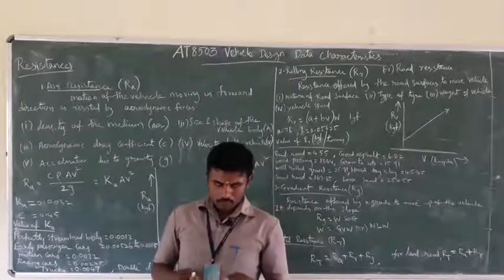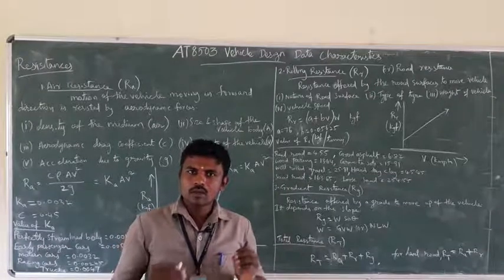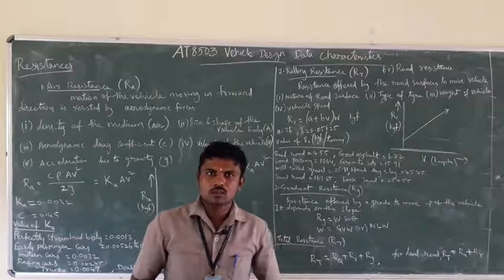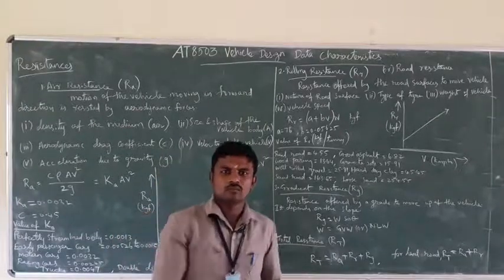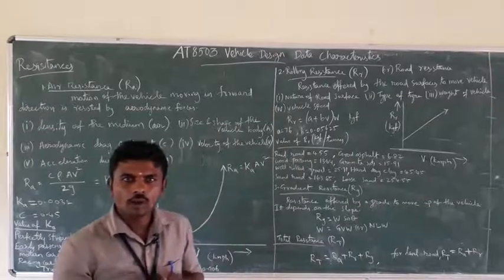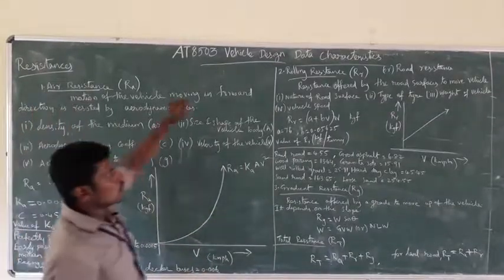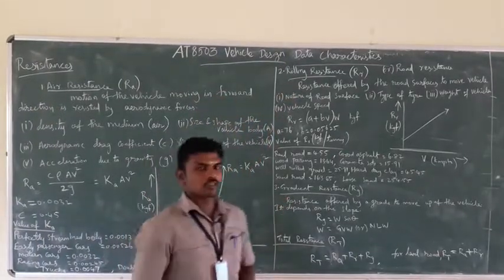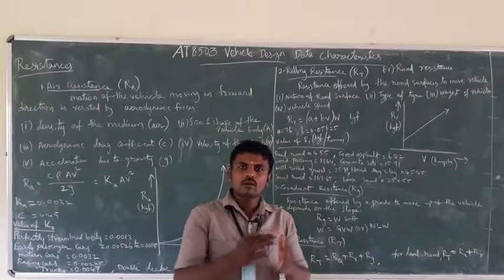Here we are going to design a vehicle. For that we need to consider some resistances. What resistances will we encounter while moving the vehicle? Air resistance, rolling resistance, as well as gradient resistance. These three types of resistance will occur during vehicle motion.